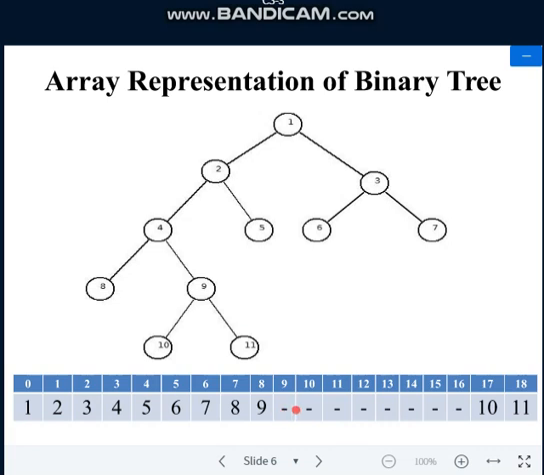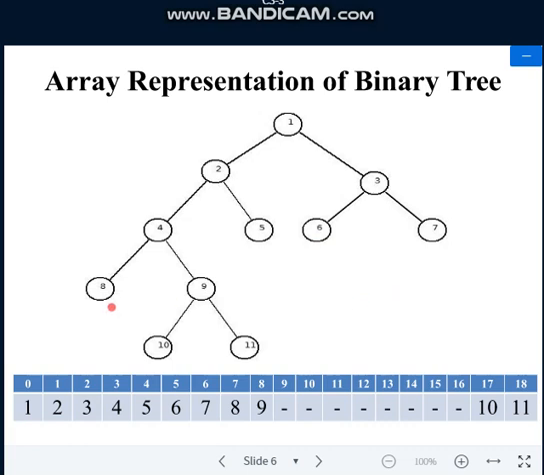Then all these are empty. Why are all these empty? All these indexings are empty. We have to complete level by level. If the third level was full, how many nodes would you have? Again, 5 would have had 2 children, 6 would have had 2 children, 7 would have had 2 children.